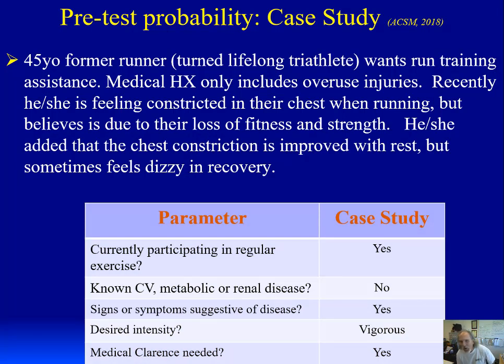So, using the ACSM guidelines, are they currently participating in regular exercise? Yes. Do they have known disease? No. Any signs or symptoms of disease? Absolutely. They've got exertional breathlessness. Desired intensity? They want to get back into higher intensity. Do they need a medical clearance? Absolutely.